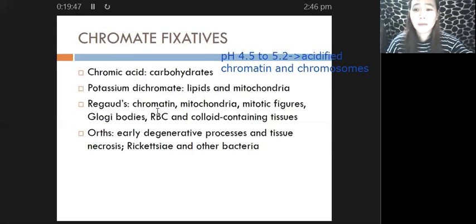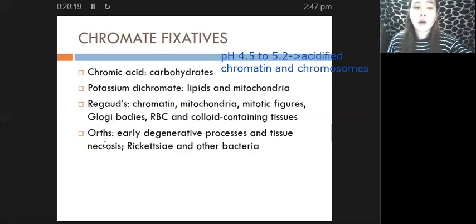Okay, if you can still remember your thyroid follicles, diba? Your follicular cells or your thyroid follicles contain a colloid substance, which is your thyroglobulin, which is needed for the production of your thyroid hormones. All right, so that is a very good example of a colloid-containing tissue. And then lastly, ito favorite din po nila ito sa board exam. Last chromate fixative is your ORTS.